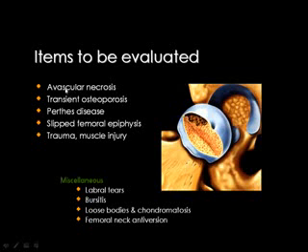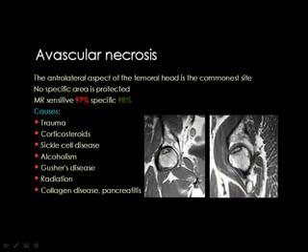Here is the avascular necrosis of the femoral head, the transient or migratory osteoporosis, Perthes disease, which is avascular necrosis in the pediatric age group, slipped capital femoral epiphysis, the trauma and muscle injuries. Then a few ancillary items like the labral tears, the bursitis, the loose bodies and osteochondromatosis, and lastly, how to measure the femoral neck anteversion angle.